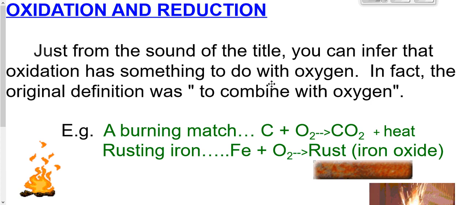Redox is an abbreviation. It stands for the words oxidation and reduction. And just from the sound of the title, you can kind of get the idea this has something to do with oxygen. Originally, that's what people thought oxidation was. They thought it was combining with oxygen. When carbon combines with oxygen, when we burn a match, one of the products that we get is carbon dioxide. When iron rusts and combines with oxygen, we get iron oxide.